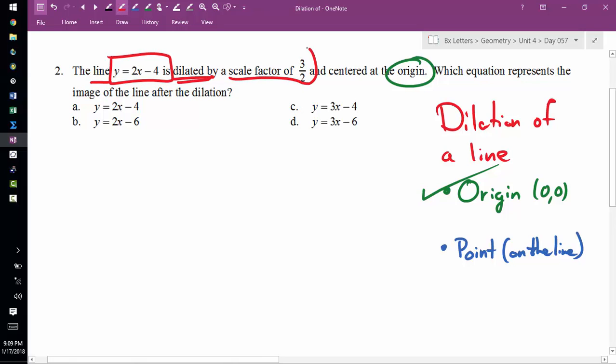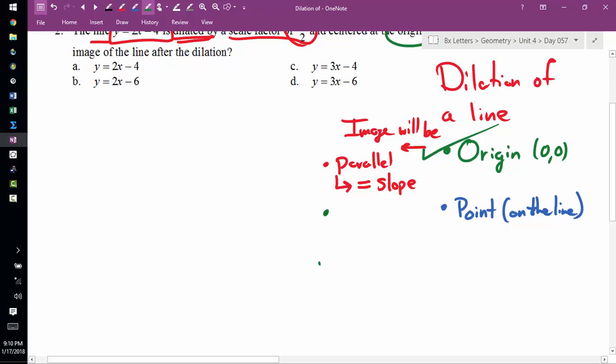So when I dilate about the origin, the scale factor will be important because I'm in day 56 in this kind of a problem. I went over it a little bit more in depth, but when we dilate about the origin, two things happen. The image will be parallel for one, so that means equal slope. And the other thing is the y-intercept is multiplied, that's the important part, by the scale factor.